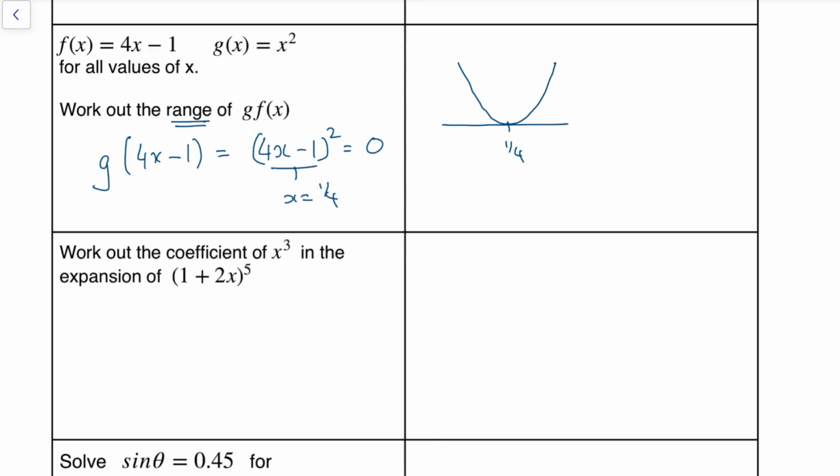Now you could expand and complete the square and you will find out that x equals a quarter is the x value of the vertex. Either way, the point is the smallest y value I can have is 0. All the other values are greater than 0. So the answer to my question is g of f of x gives all values that are greater than or equal to 0. Again, if you didn't quite like that, you could have expanded the quadratic, completed the square, and found out what the vertex is, but you would have got to the same value in the end.